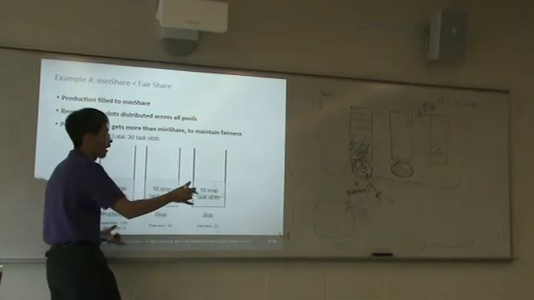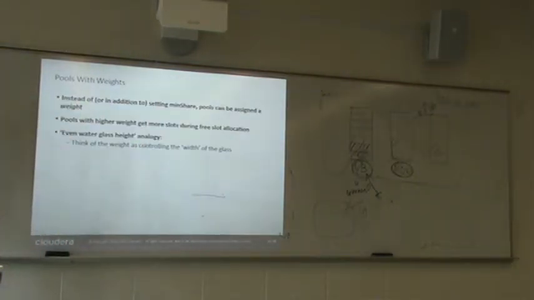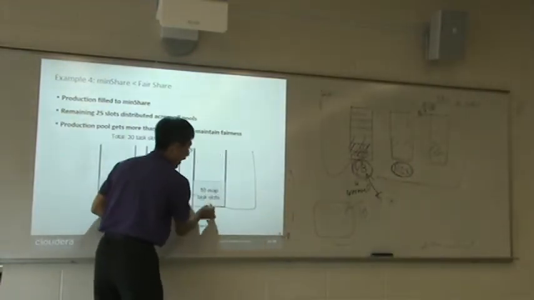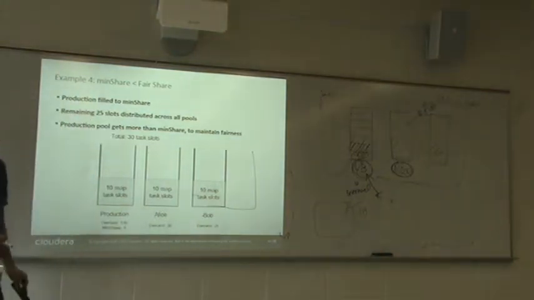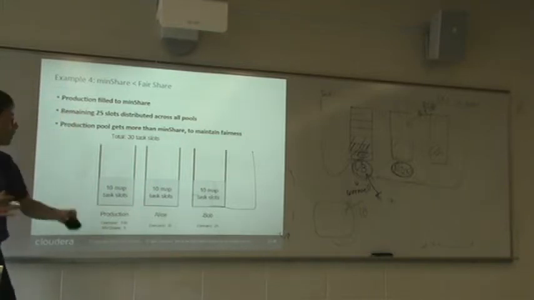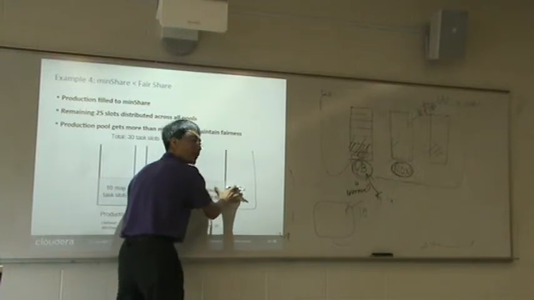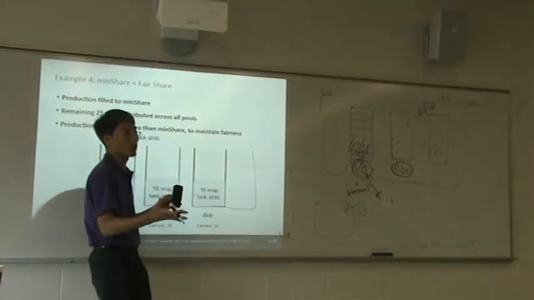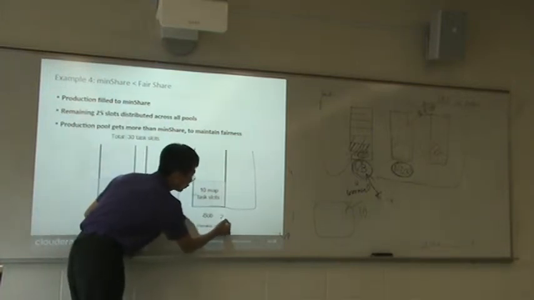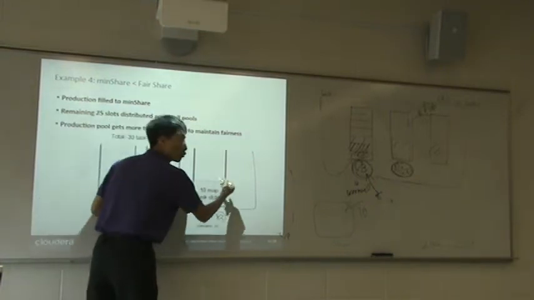To address that problem, we can give a weight to the pool. Weight means, think about the demand as a glass, a wide glass. The height is the fair share, it's always the same, but it's a bigger size, which means it will have more of the resource, the slots. This is called the weight. If you assign two times the weight, the pool always gets two times as much.